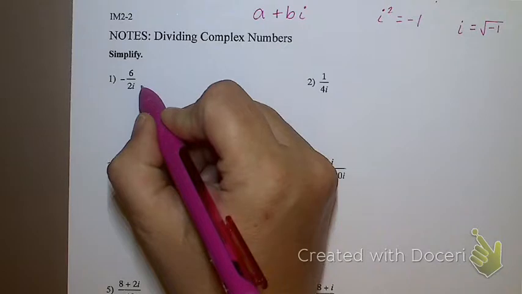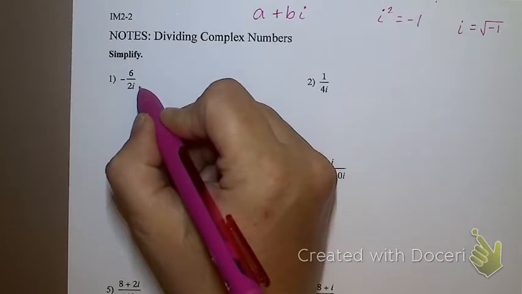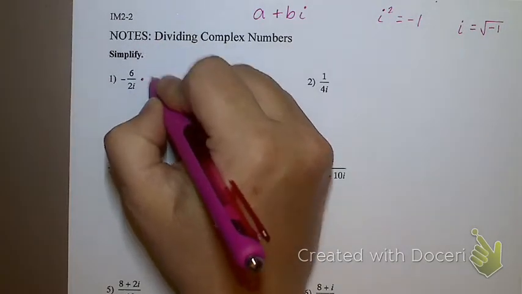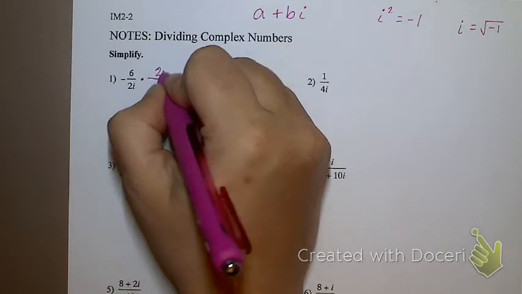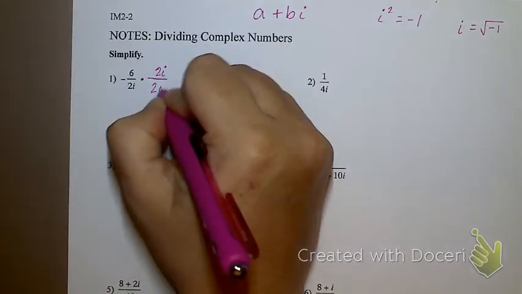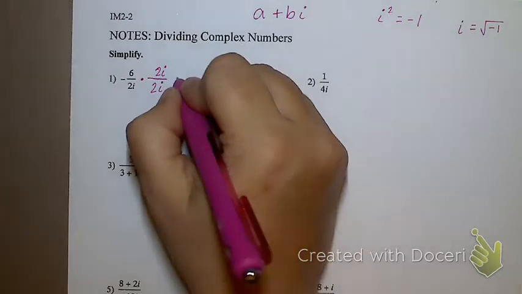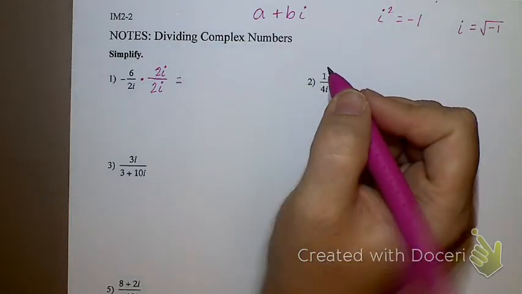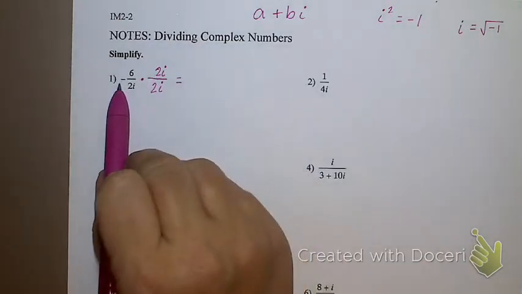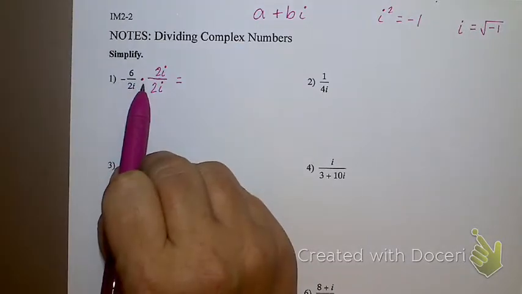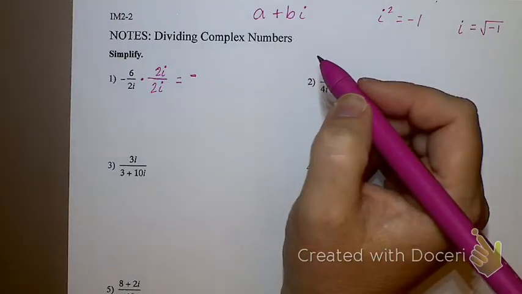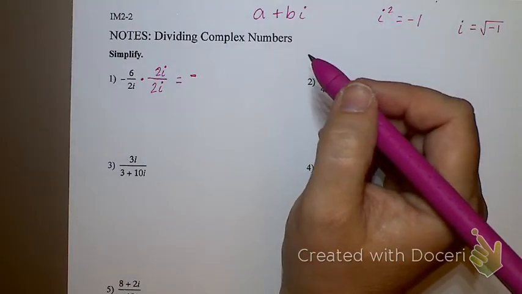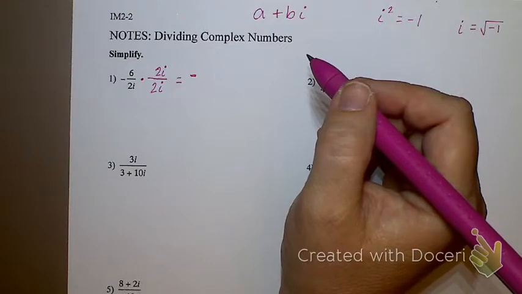All right. So, what do you notice about this guy? There's an i on the bottom. Yes? Okay. So, I am going to multiply by, guess what? 2i over 2i. Okay. So, let's see. I have a negative fraction times a positive fraction, which will give me a negative. By the way, I tend to keep the negative signs with the numerators just to stay consistent and not lose control of that negative sign.